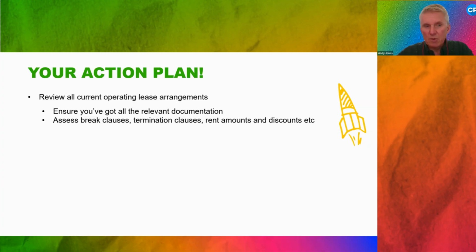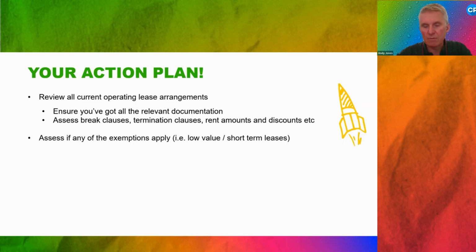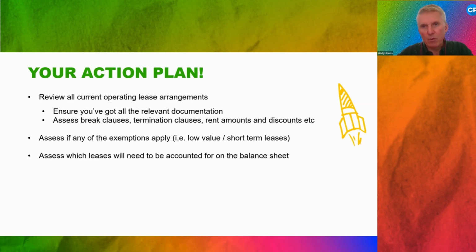Next stage would be to assess if any of the exemptions, the low value or short-term lease exemptions, would apply to any of those leases, so you can rule those ones out straight away. From there, it would then be assessing which leases will now need to be accounted for on the balance sheet. And that would mean also looking at any, as I've talked through, any peppercorn nominal value leases, and also obviously any social donation leases.